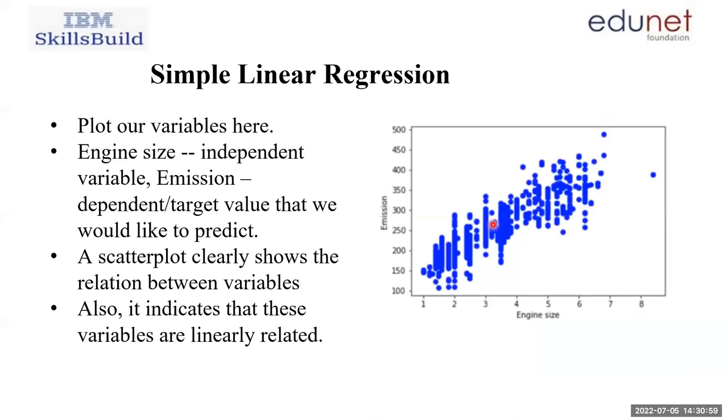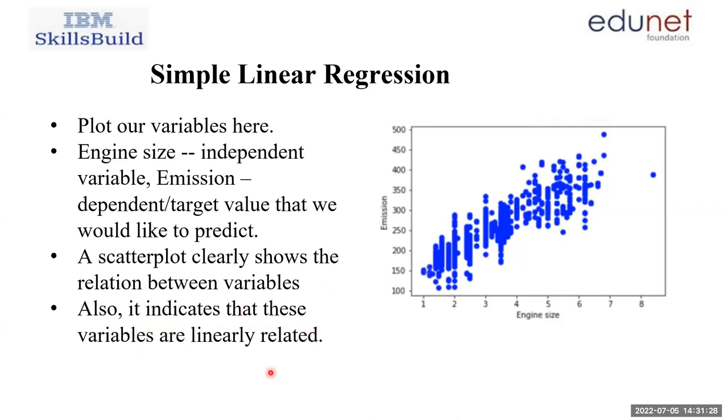Based on the scatter plot, we can find out the engine size. Here we can see that if the engine size is low, the emission is also very low. When the engine size goes higher, the CO2 emission is also very high. That is the relation between the engine size and CO2 emission that can be analyzed from this particular scatter plot. This scatter plot clearly shows the relation between the variables.